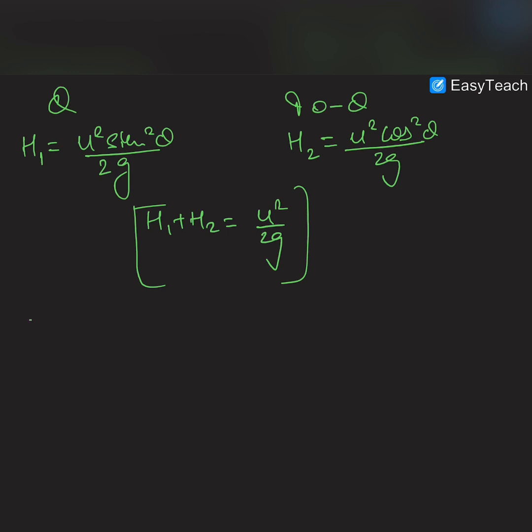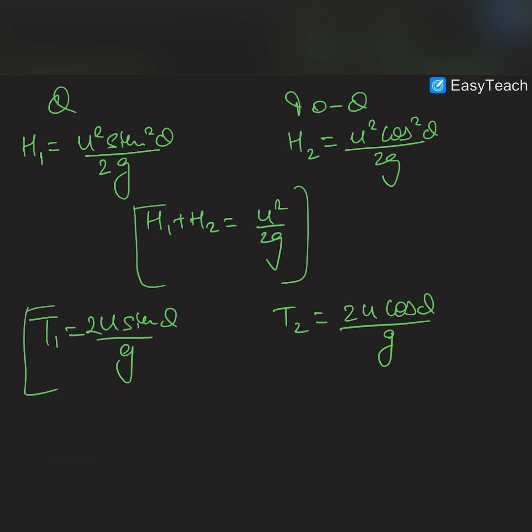Now the time of flight in the first case is 2u sine theta by g, and the time of flight in the second case will be 2u cos theta by g, because sine (90 minus theta) is cos theta. So this is the time of flight in these two cases.